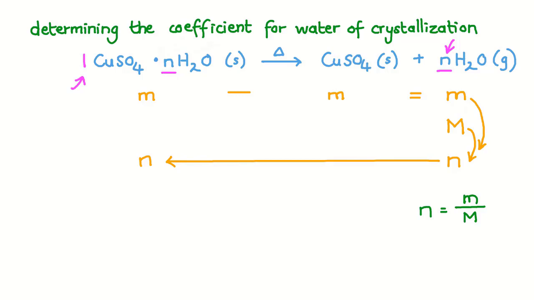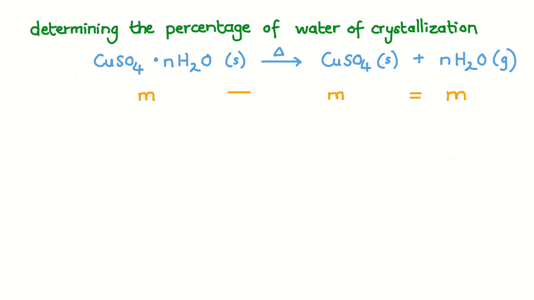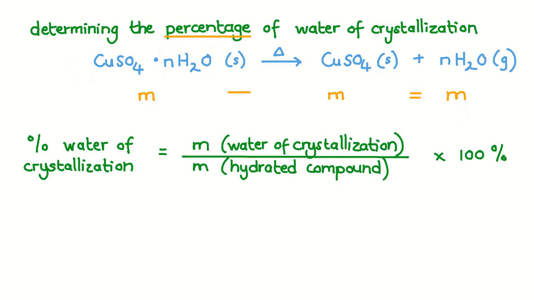But before we do that, let's look at one more useful piece of information we can get using volatilization gravimetry. We can also use the various masses determined from a volatilization experiment to calculate the percentage of water of crystallization in a hydrated salt. The percentage water of crystallization in a hydrated salt is equal to the mass of water of crystallization divided by the mass of the hydrated compound times 100%. And we've already seen that these masses can be easily determined using volatilization gravimetry. Now it's time to practice.